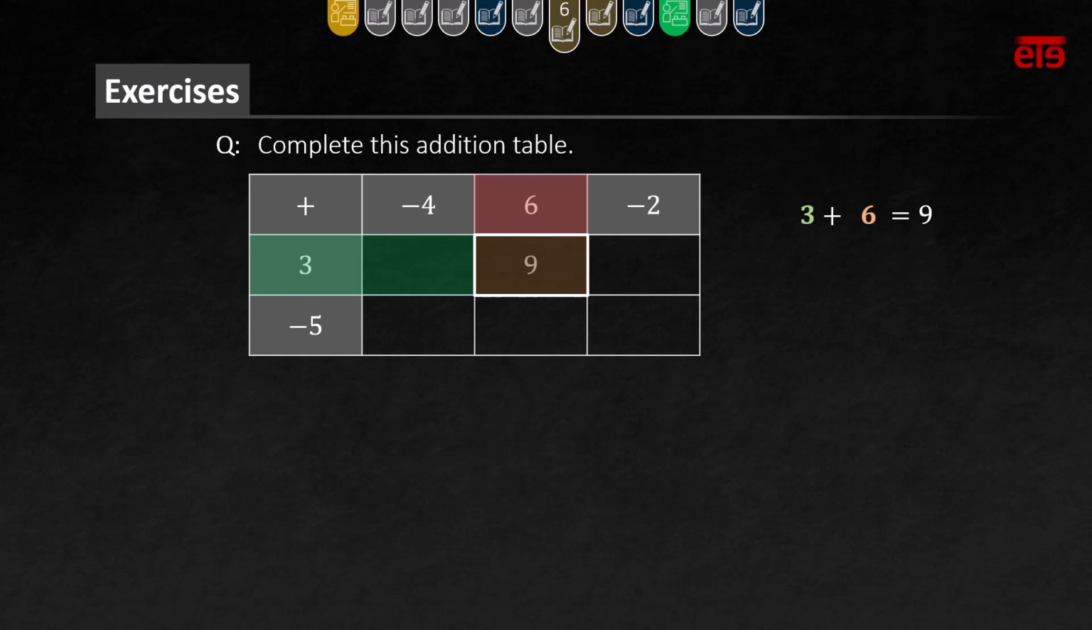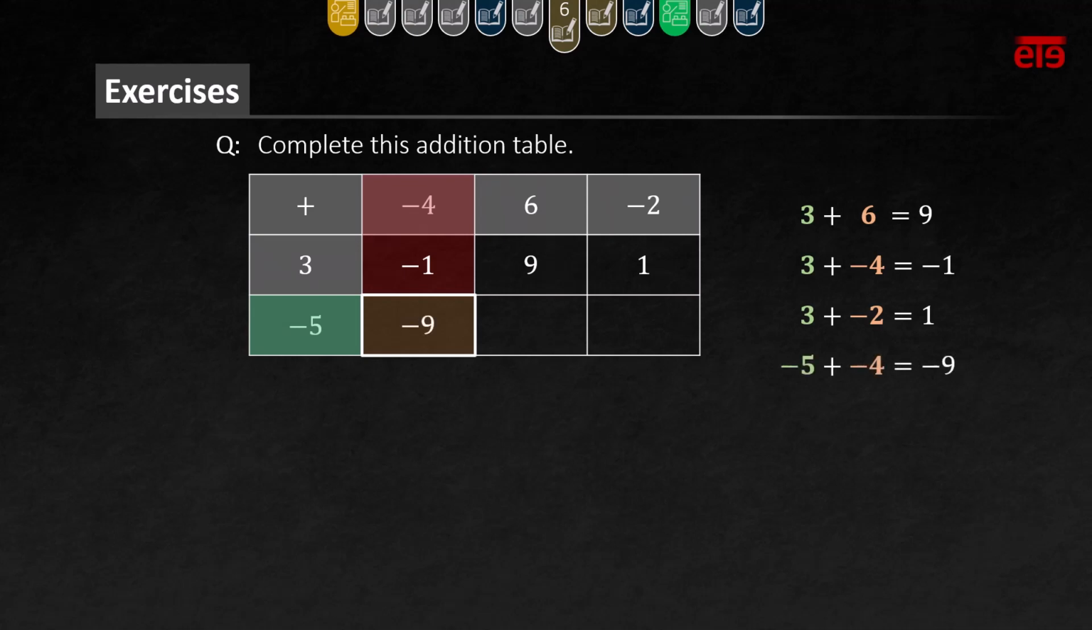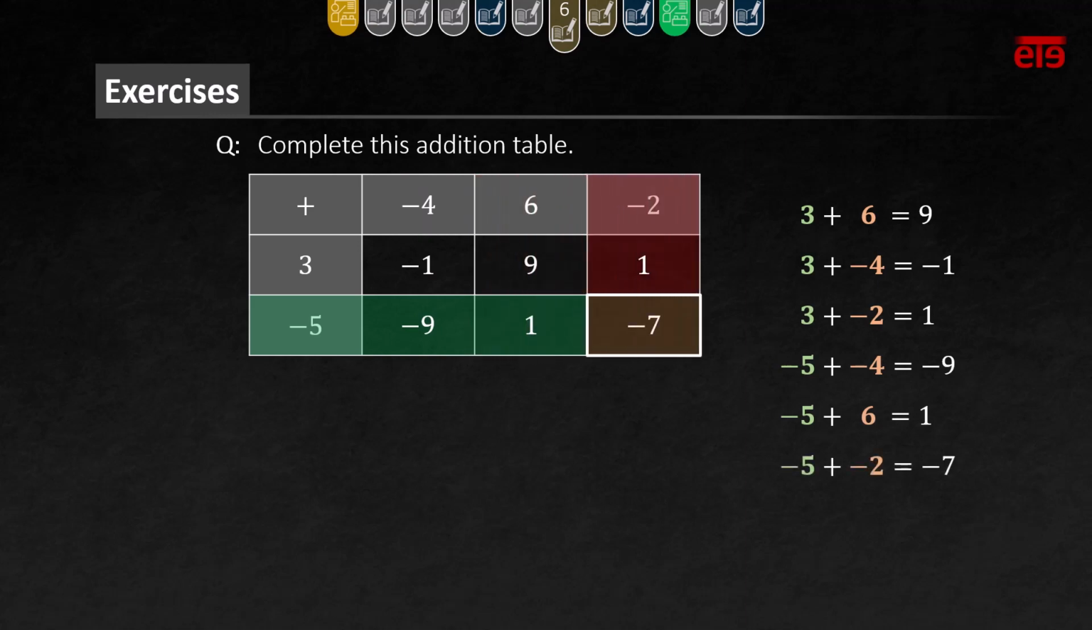You can try adding numbers and check your answer. Pause the video and try it for yourself. 3 and negative 4 add up to negative 1. 3 and negative 2 add up to 1. Negative 5 and negative 4 add up to negative 9. Negative 5 and 6 add up to 1. And finally, negative 5 and negative 2 add up to negative 7.